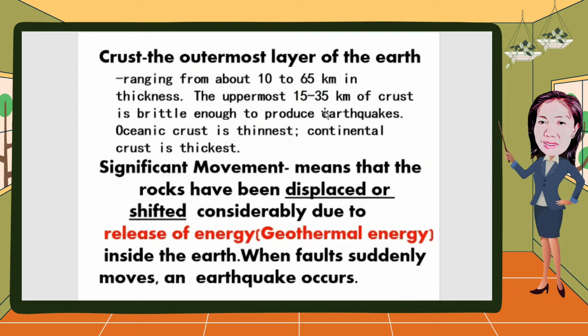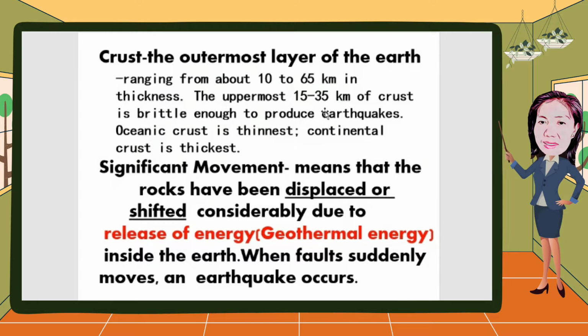So we all know that the crust is the outermost layer of the Earth, ranging from 10 to 65 kilometers in thickness. And the uppermost 15 to 35 kilometers of the crust is brittle, wherein it can produce earthquakes.